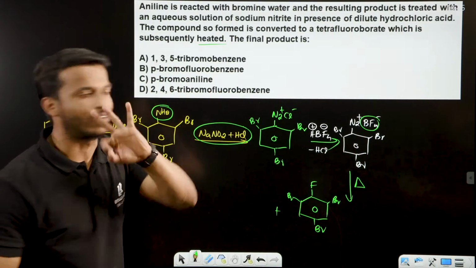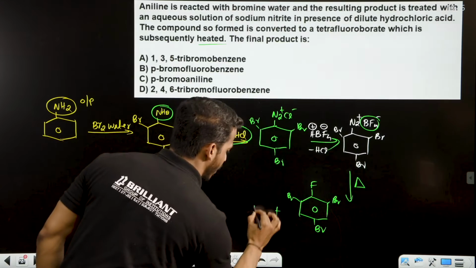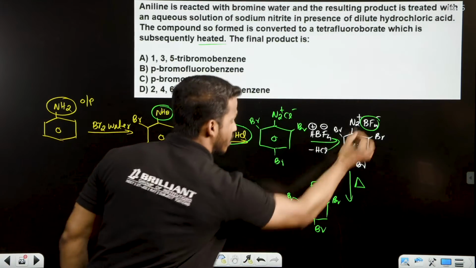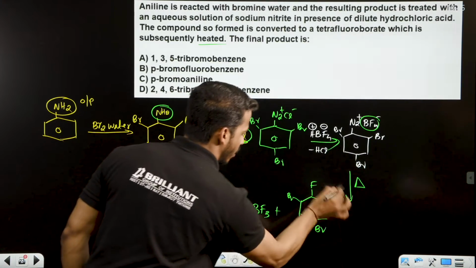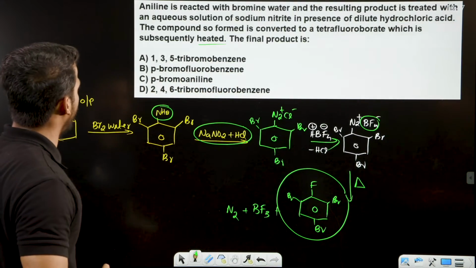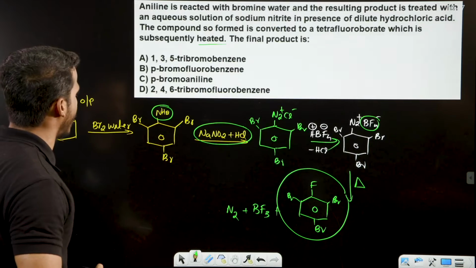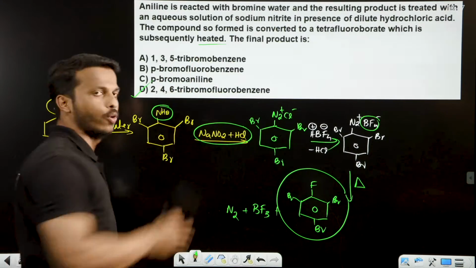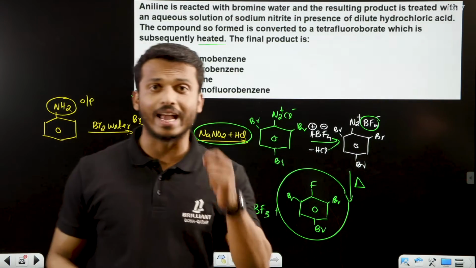So how many fluorines are left? Three fluorines. So that means BF3 is one byproduct and also nitrogen. So the major product is which one? This one. 2,4,6-tribromofluorobenzene. What is that? 2,4,6-tribromofluorobenzene. Dear all of you, the question is from benzene diazonium chloride.